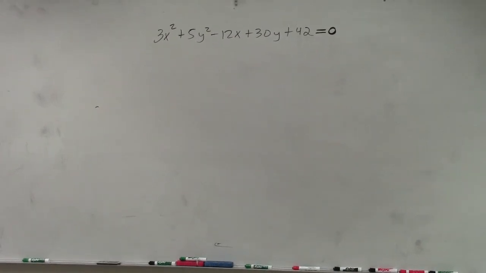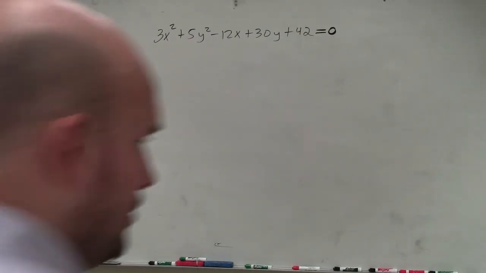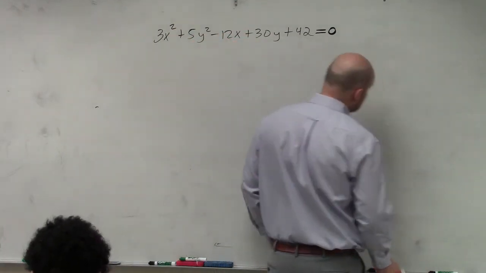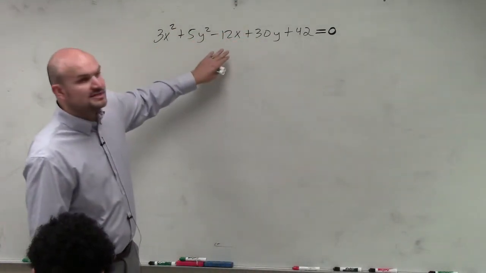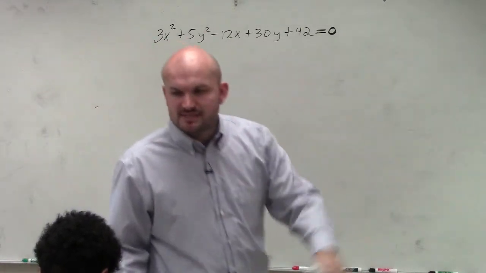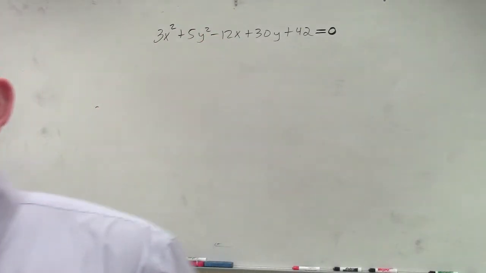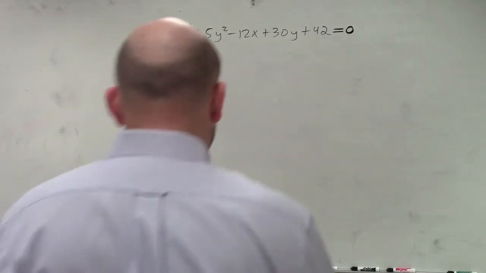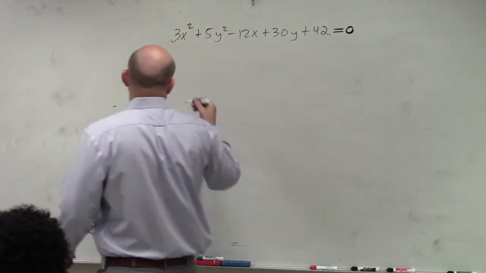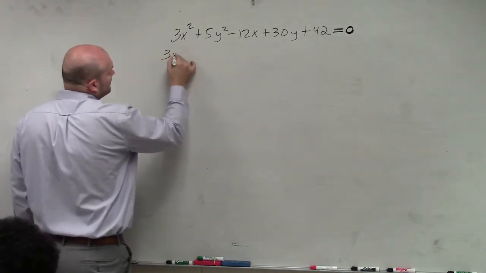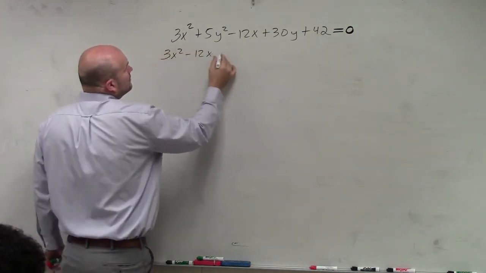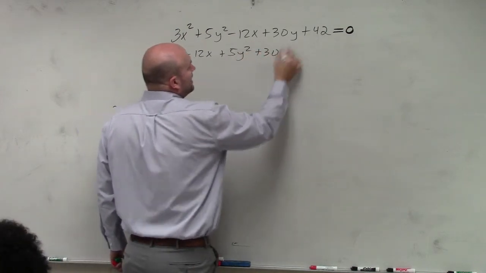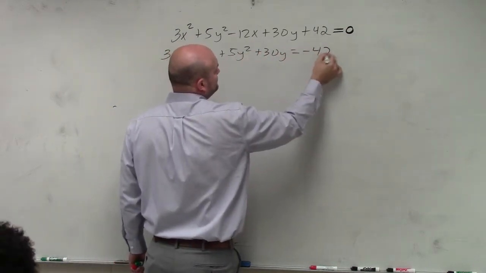on a problem like this. The first thing, class, that we want to understand that we need to do in this one is, if you guys remember, we have our x's and our y's grouped. So what we'll want to do here is group the x and the y so that they are together. And I'll get the 42 to the other side.